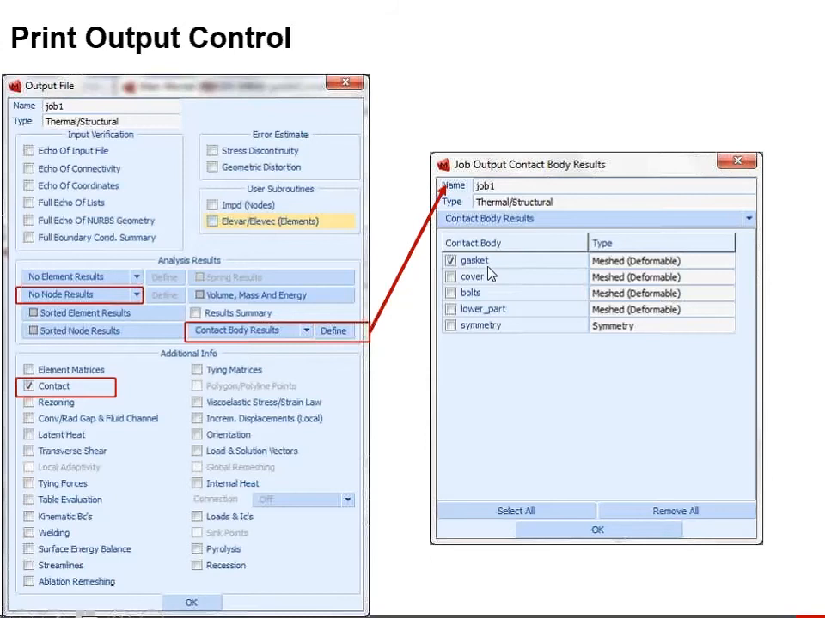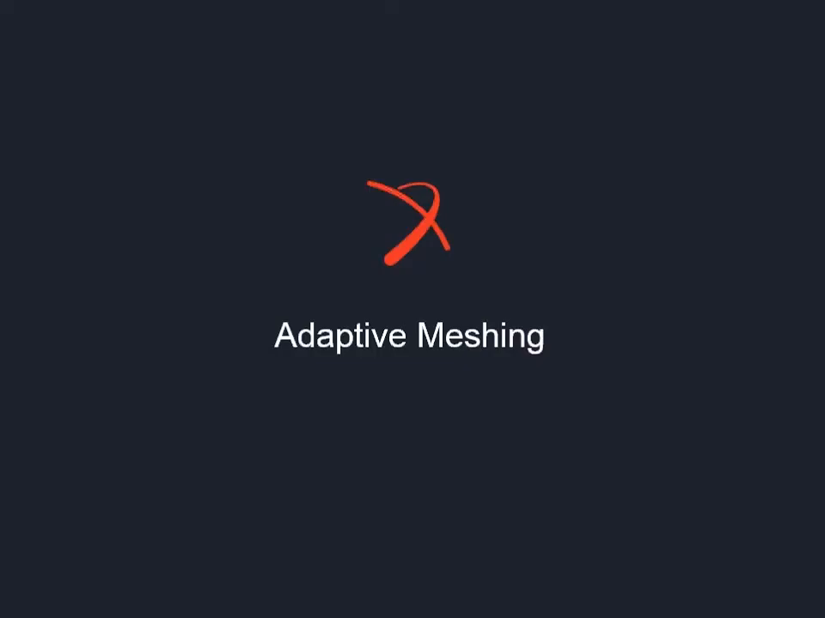Or you could say, I want print 5 or print 8, but instead I only want it for a few selective nodes. Then you would go in here and say, instead of no node results, you'd select those nodes that you want the additional contact information to occur on. So it allows you to pinpoint things a little bit better than what was available before.